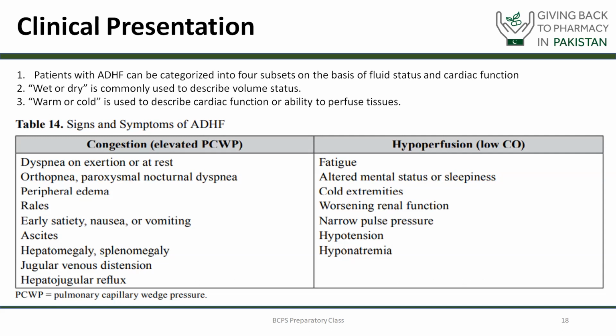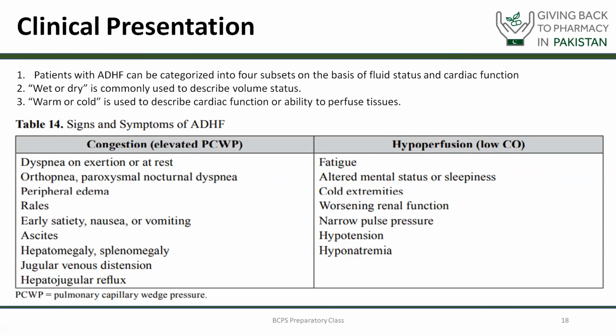There are two things here. In hypoperfusion, there is low cardiac output, and in congestion, there is elevated PCWP. When there is too much fluid in the body, the pulmonary capillary wedge pressure, PCWP, will increase. If it is hypoperfusion, it is due to the low cardiac output.